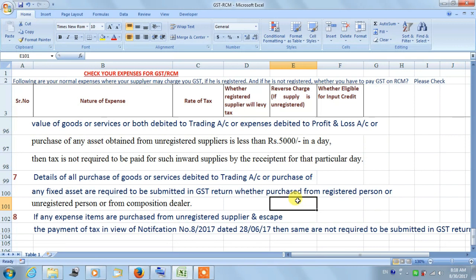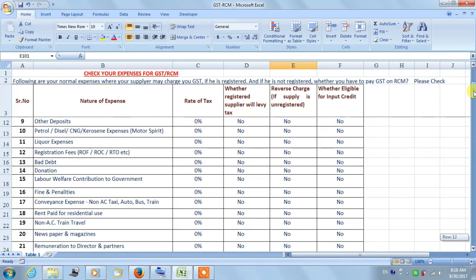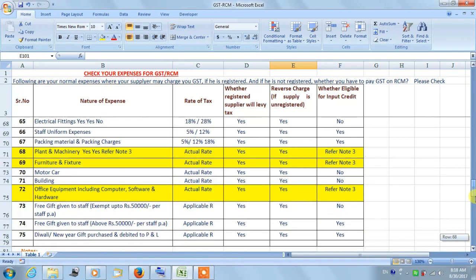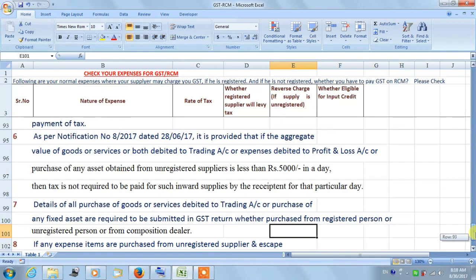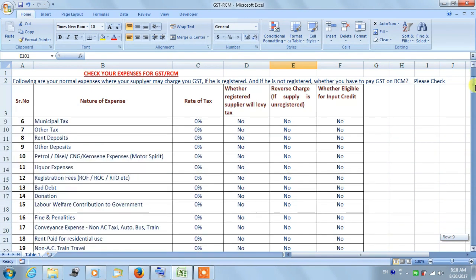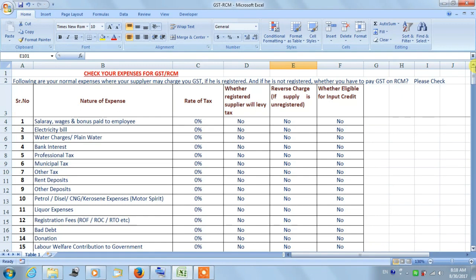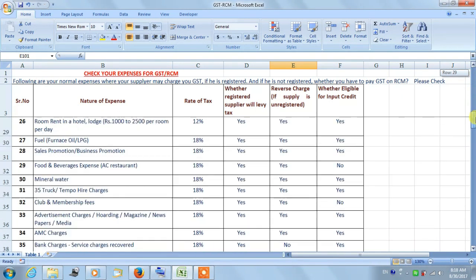So this is the list. I have dropped the link below in the description to download it. You can download it and check on which expenses are included in the reverse charge and on which expenses you can take input credit. So I hope this will help you with the reverse charge mechanism.